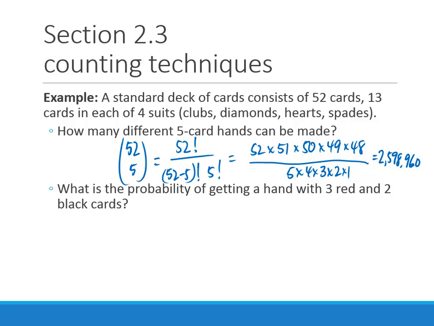That's a great point. And then I need to figure out how many ways I can get 3 red cards and 2 black cards in my hand. For those of us who maybe aren't familiar, clubs and spades are black, and diamonds and hearts are red. So we have 26 black cards and 26 red cards.